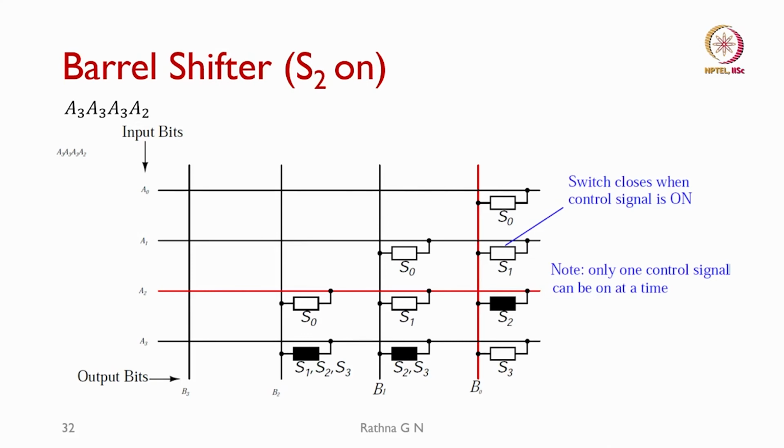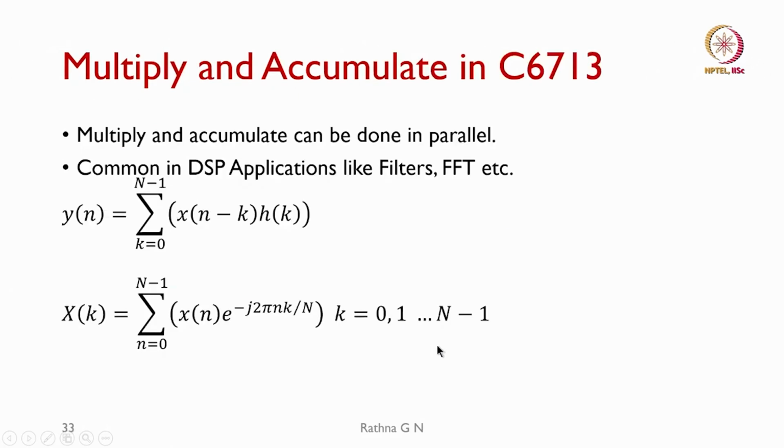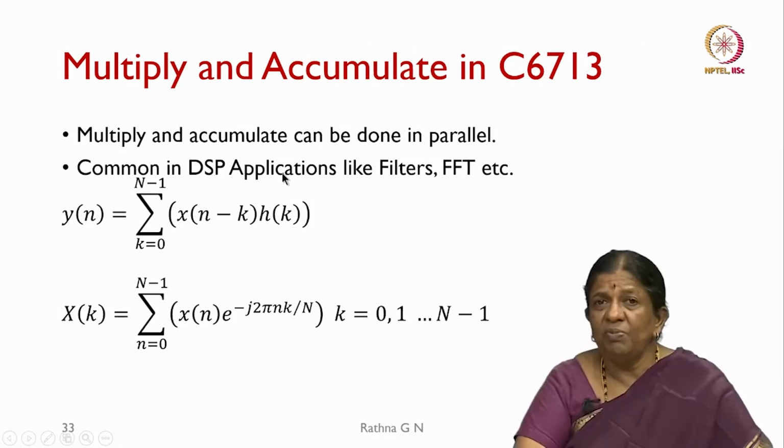So, either you can push the 0 into the first LSB bit, or you can push the carry into your LSB bit, or the last MSB into your LSB bit. So, you can try how you can implement this using the barrel shifter. Now, we say that multiply and accumulate is what we needed; how is it going to be represented in 6713?